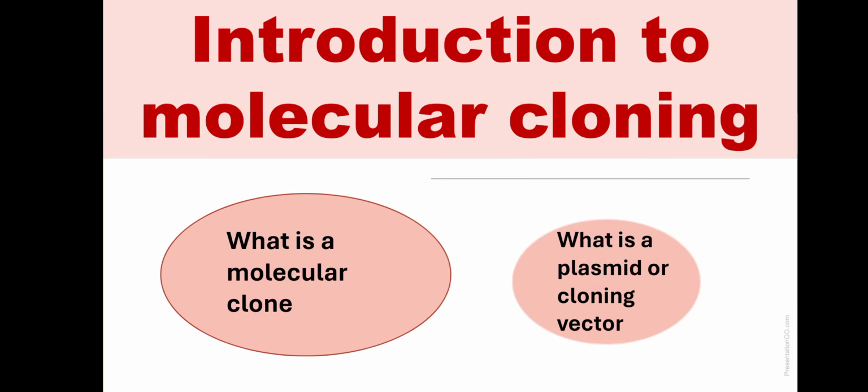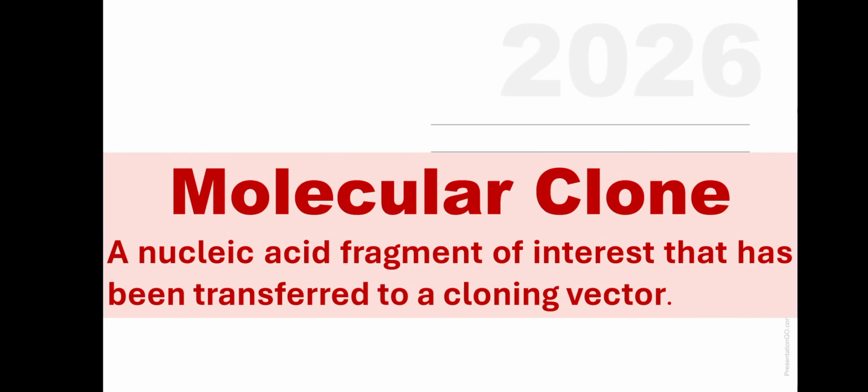Let's see. So, talking about molecular cloning, what is a molecular clone and what is a plasmid or cloning vector? We will see about this. A molecular clone is the nucleic acid fragment of interest that has been transferred to a cloning vector, isn't it? And the molecular clone is genetically similar to the normal organism or normal cell, isn't it? Just to make a copy of a cell is known as a molecular clone.